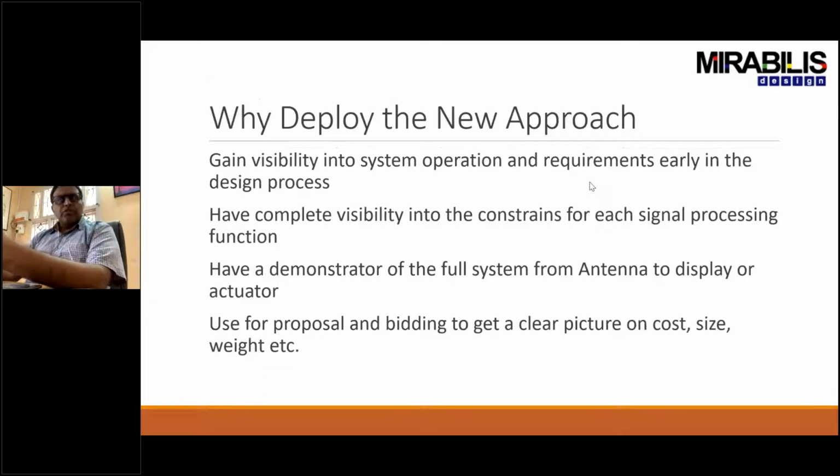So what does the new approach deliver? First and foremost, rather than waiting for 18 months or 24 months after your signal processing algorithms have been done, you're gaining visibility right up front into what your system is going to be doing. What's going to happen from antenna to the Ethernet interface, without worrying about all the underlying algorithmic details. So you have complete visibility into the constraint for each block. Should this function be implemented in hardware? Should it be implemented in software? If it is software, how many cycles can I accommodate? What data sizes can I handle in each of these blocks based on the available buffers?